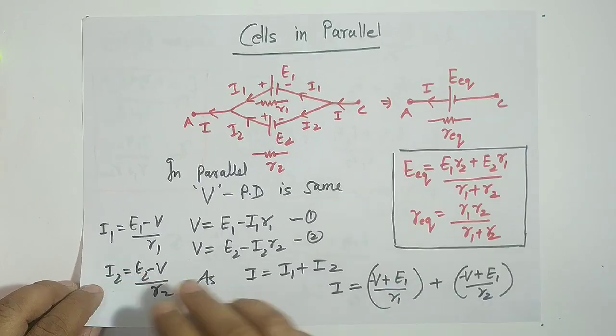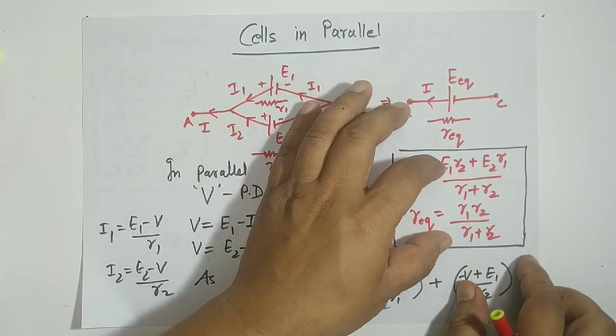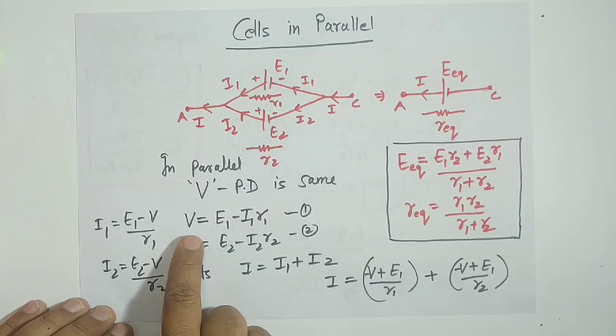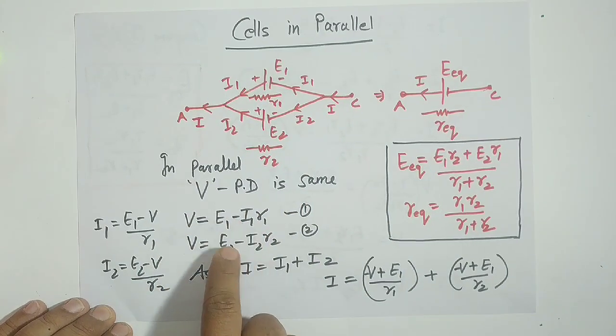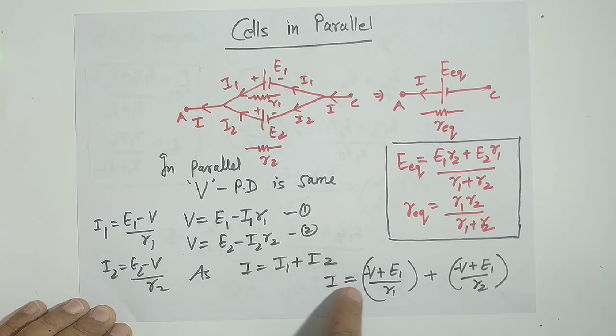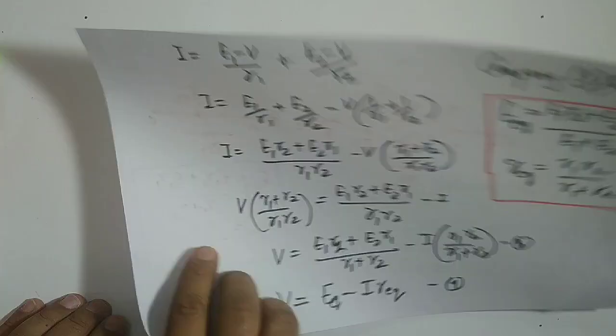Again, I am repeating: we have two cells in parallel. Current is different in parallel, potential difference is the same. We know that V is E minus IR, so both potentials are the same. We can get I1 and I2, and I is I1 plus I2. Then I can write it in this form. And then what happens?